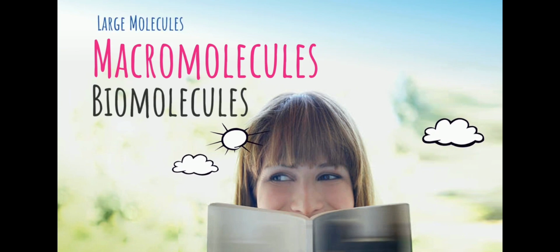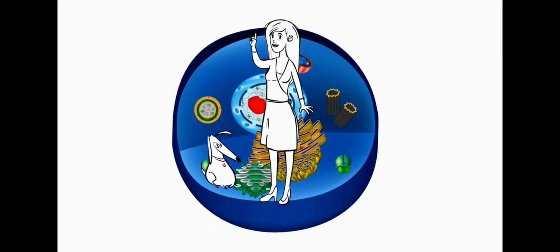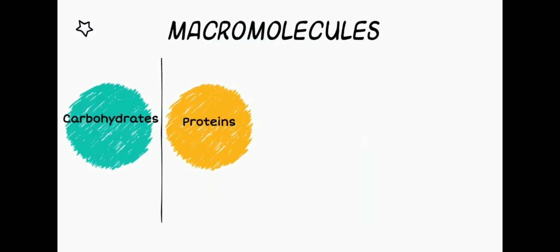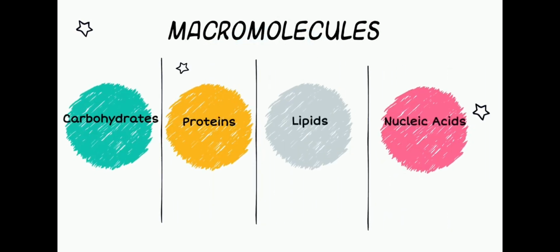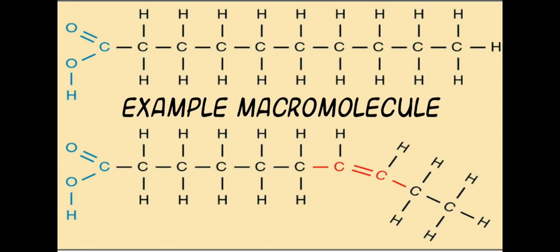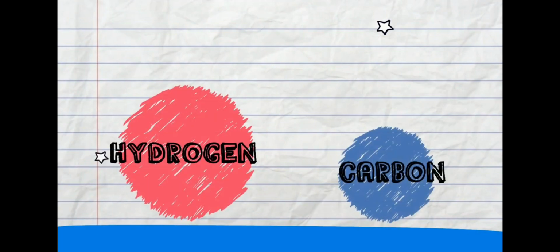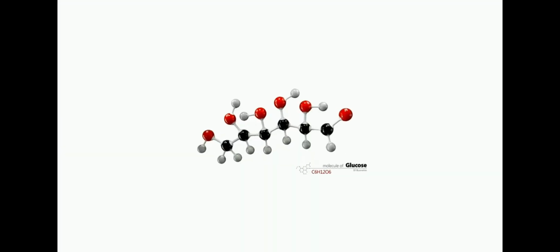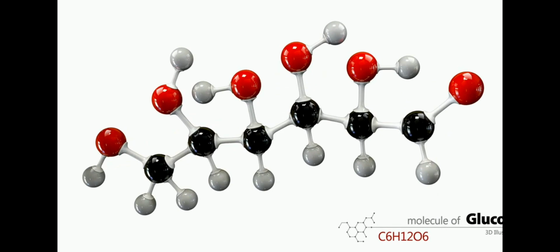You may also hear the term biomolecules to describe these large molecules. Cells in animals and most living organisms have 4 main macromolecules that help keep them alive and functioning properly. They are carbohydrates, proteins, lipids, and nucleic acids. A macromolecule is a large molecule formed when elements and molecules bond together. Elements like hydrogen, carbon, oxygen, nitrogen, and phosphate join together to make up a macromolecule. Each macromolecule is unique and made up of many smaller molecules.